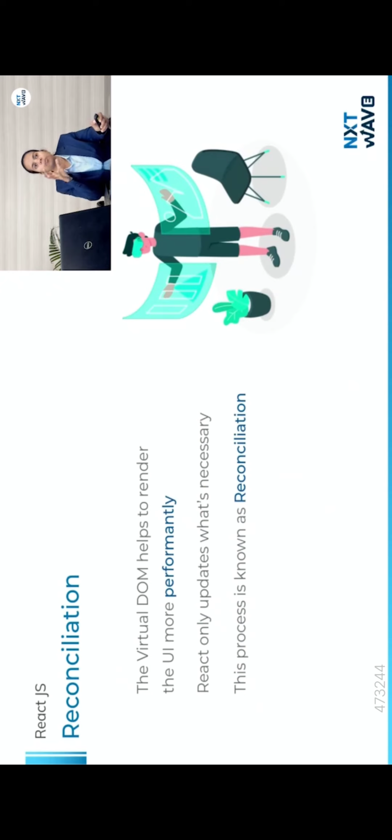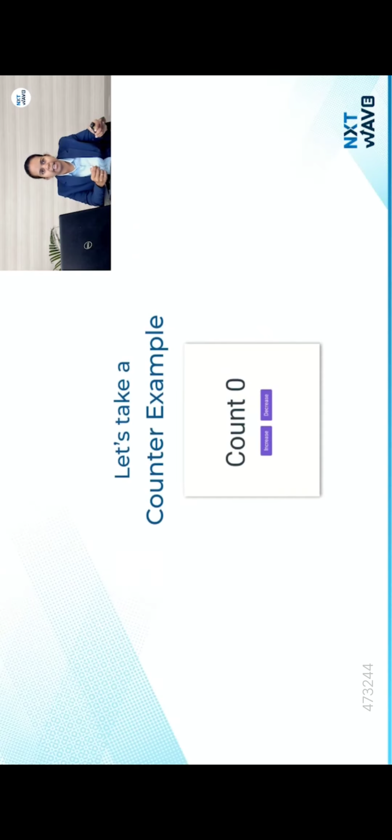So these virtual DOMs will help us render the UI more performantly, because React is only updating what's necessary. If we try to do this using JavaScript, it would be really hard. Whereas in case of React, it's very simple. React itself is handling this, that is, checking what is the difference and only updating the difference, right? This process is called reconciliation. And because of this, the websites that we build using React are more performant. Clear? Let's take an example and understand the same thing.